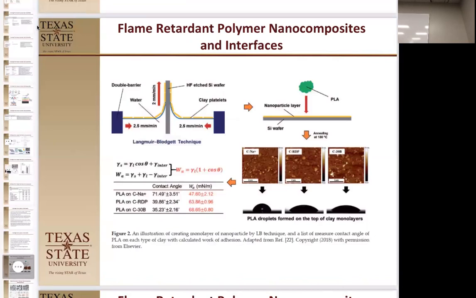Okay, so now the last thing I want to talk about is flame retardants at interfaces. One way to study this on a mechanistic scale is to do single layer or small layers and figure out how they react. In this case, we're going to use what we call a Langmuir-Blodgett technique. In the Langmuir-Blodgett technique, you guys know what that is?